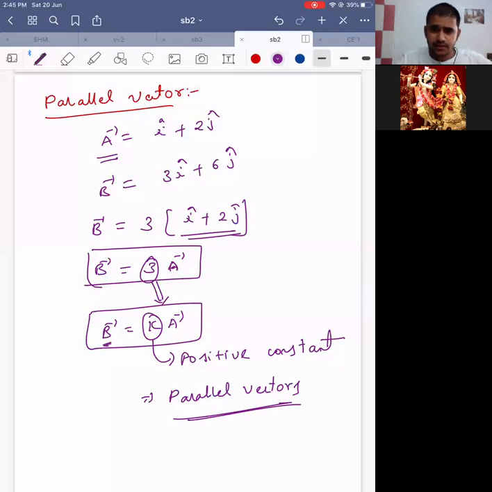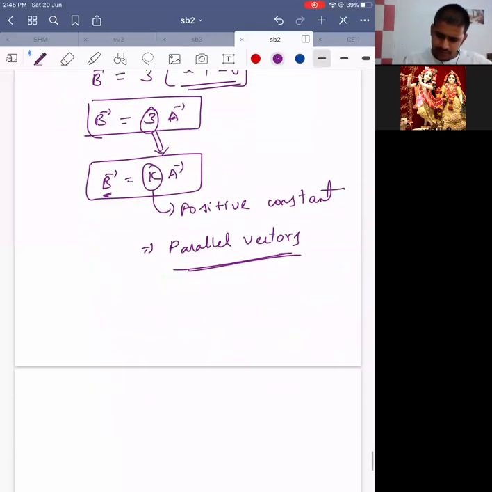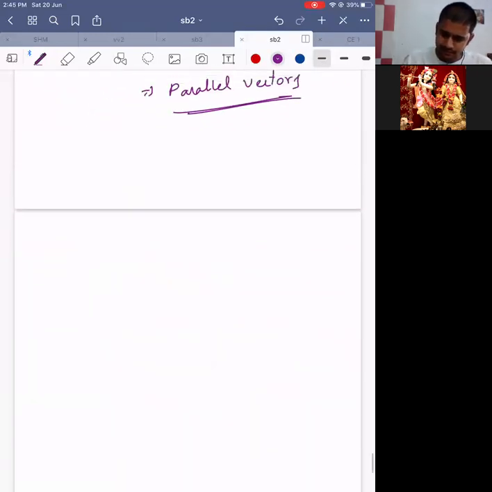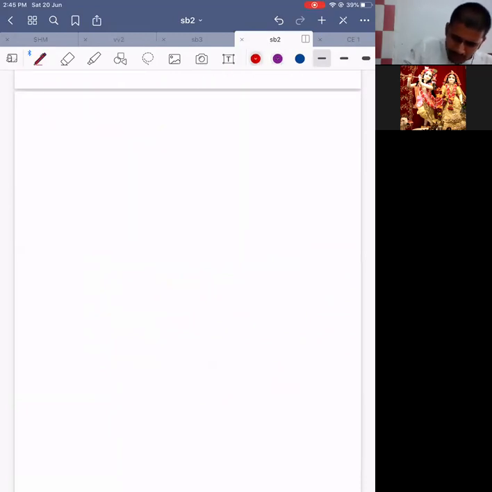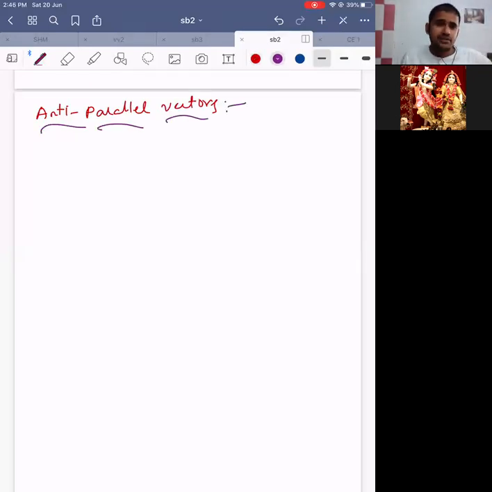Then next, what shall we do? Hope you are all understanding. Parallel vectors is done. Next, anti-parallel vectors. For anti-parallel vectors, the direction will be exactly opposite to the previous one.